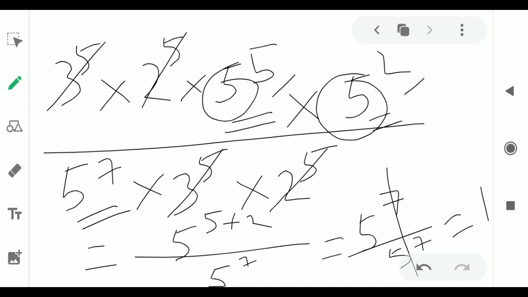Understand? So that is how we can simplify bigger type questions. Okay.